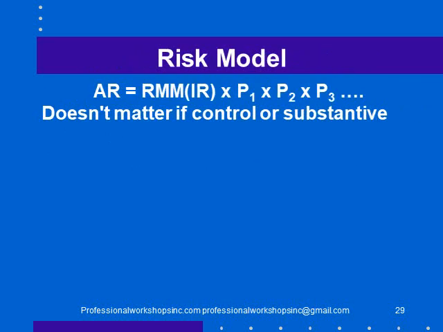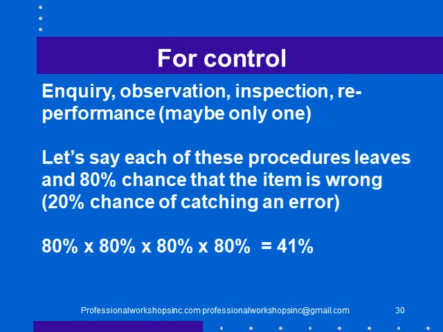Now, the audit risk model, just to prove this mathematically. The risk model is the risk of material misstatement, which is the same as inherent risk, times the first procedure times the second procedure times the third procedure. And it doesn't matter if we're doing a control test or a substantive test, the assurance we get from doing the tests, they all multiply together. That's what the risk model is mathematically.